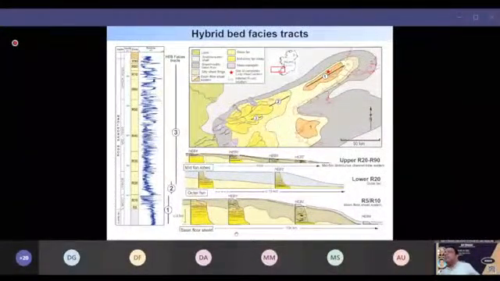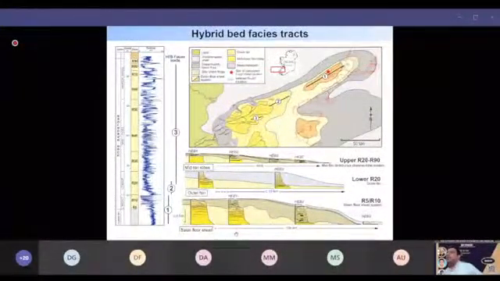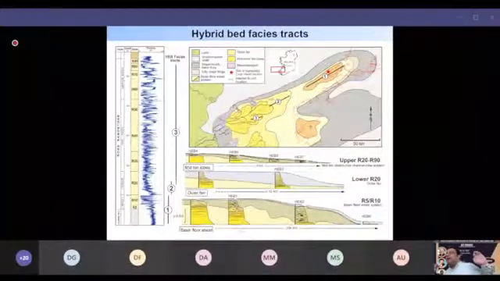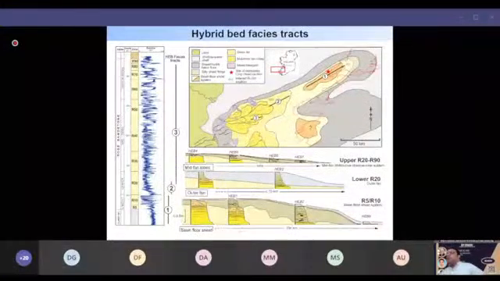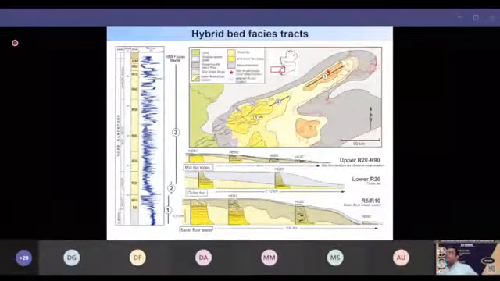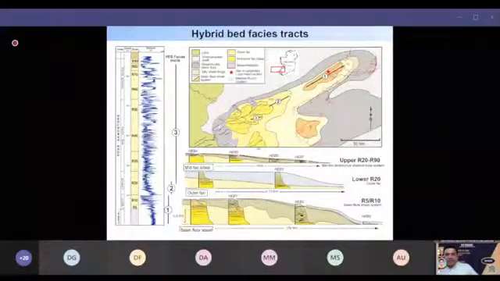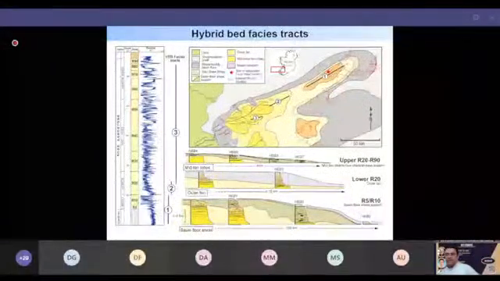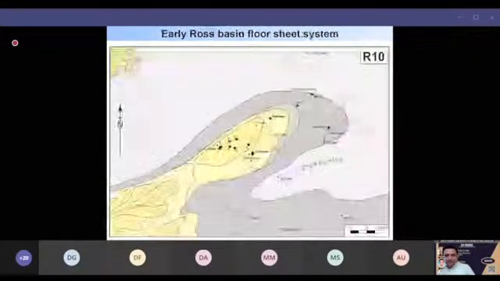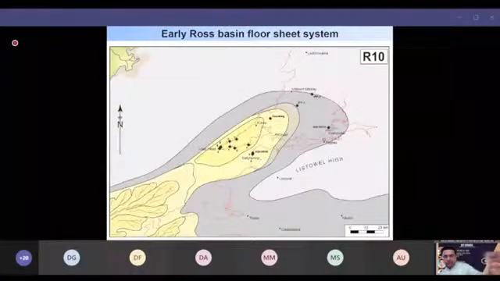Some hybrid beds were deposited in basin sheets, on the basin floor. So there was an open basin, and those high volume turbidity currents were going into the basin and depositing a sheet system. Then we have the outer fan setting, and on top of that we have another fan system, which is a distributive channel lobe system. So we'll go quickly to these different facies tracts.